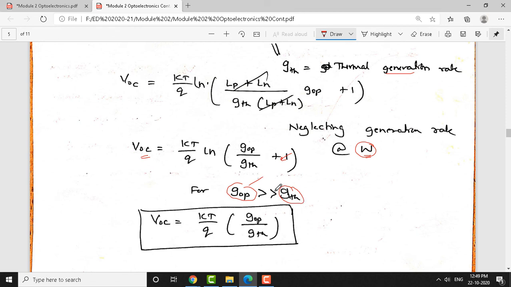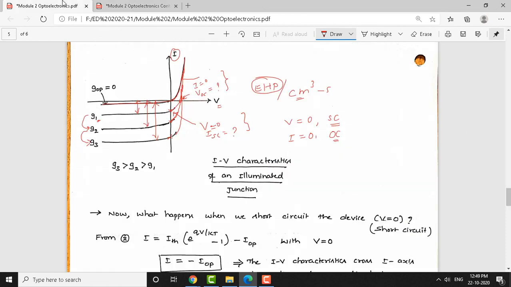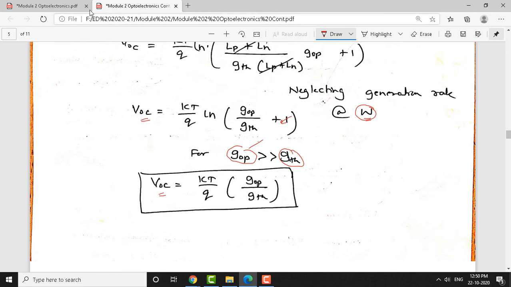So, when you neglect 1 from this equation, you are left with the final equation for open circuit voltage as kT/q times G_OP/G_TH. Now go back to this equation. What we estimated is this VOC, this intersection, is given by kT/q times G_OP/G_TH, and that is the equation you are seeing here.